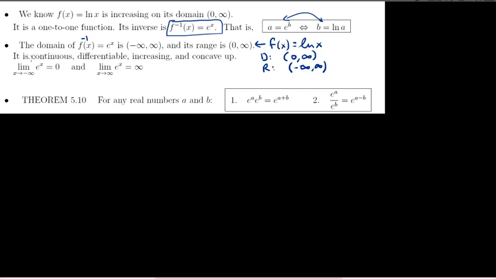What else do we know? We know it's also a continuous function, right? Because log is continuous, so is its inverse.